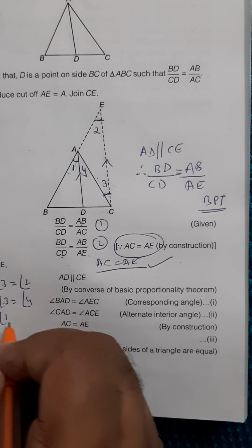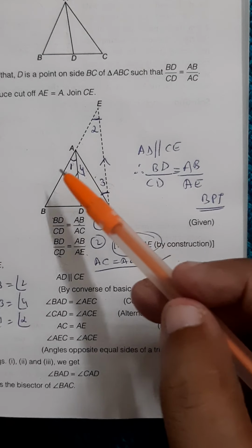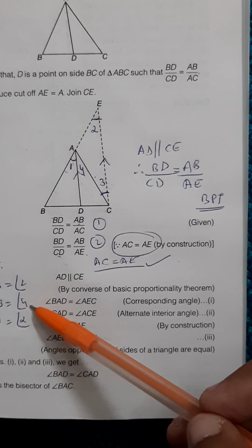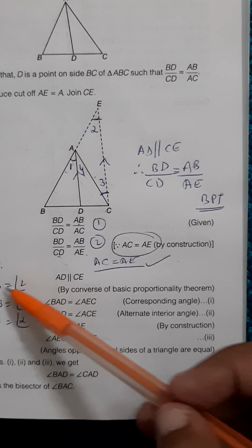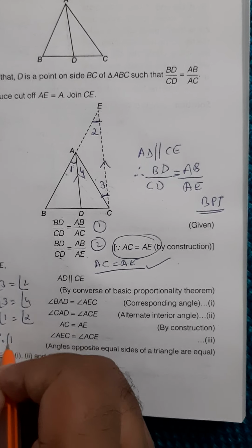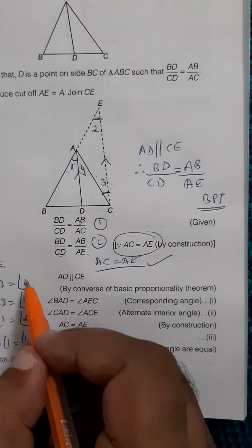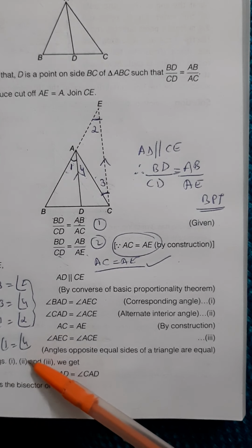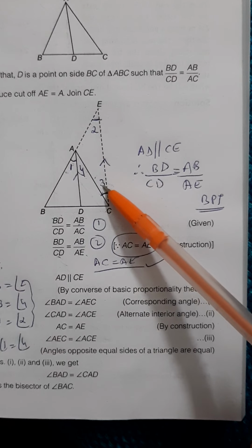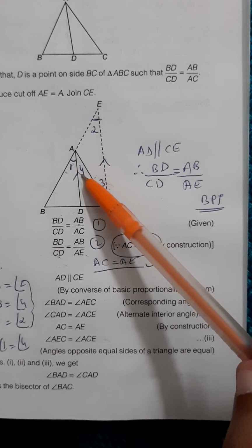1 and 2 are equal because they are corresponding angles. So 1 is equal to 2, 3 is equal to 4, and 3 and 2 are already equal. So what is the conclusion? Therefore the conclusion is that 1 is equal to 4. So you can combine all this and say that 1 is equal to 4 because 3 and 2 are equal. Proved.